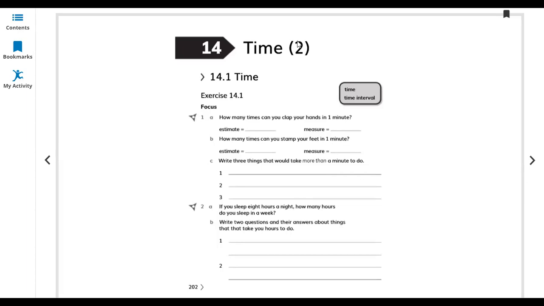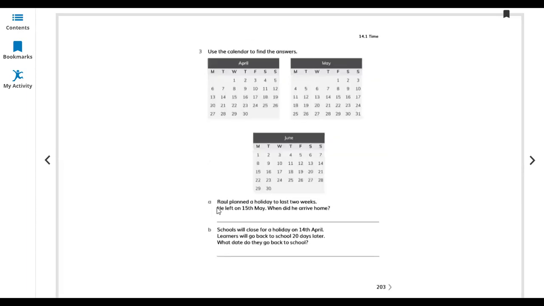Next page number 203. Use the calendar to find the answers. We have the month of April, May, and June. Raoul planned a holiday to last 2 weeks. He left on 15 May. When did he arrive? 15 May. So after 2 weeks, 1 week, 2 weeks, 29. The month does not change, the same month. So 29th May.